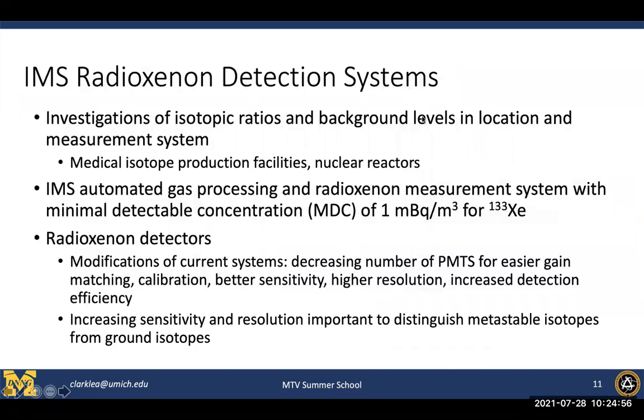Sorry. So now I'm going to switch gears a little bit, now that we've talked about some of the background for radioxenon detection. I'm going to talk a little bit about the IMS radioxenon detection systems. You heard me mention on the previous page that there was one that utilized a beta gamma coincidence system. That's one type of detection system, but there are also quite a few other ones.